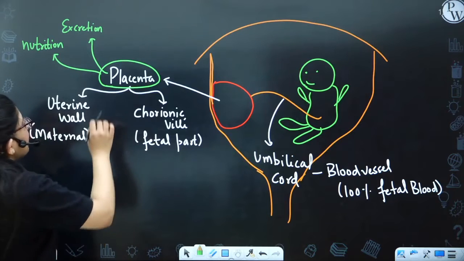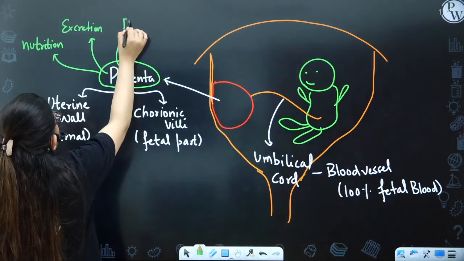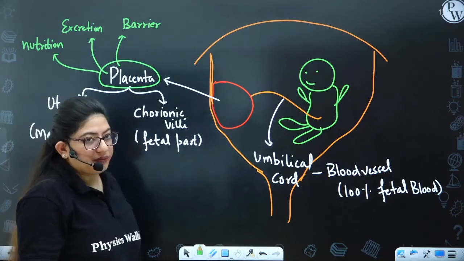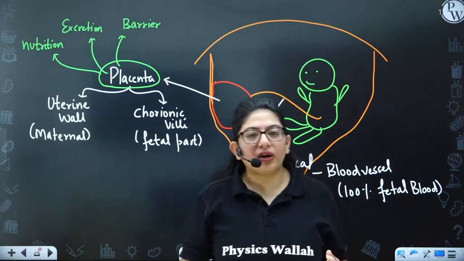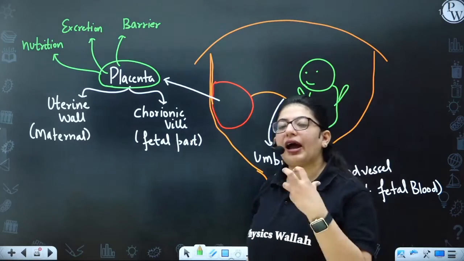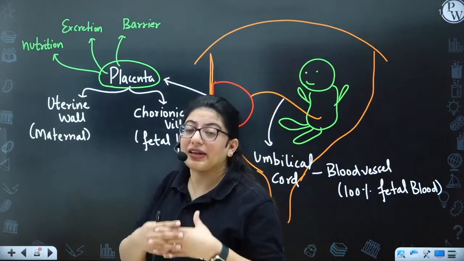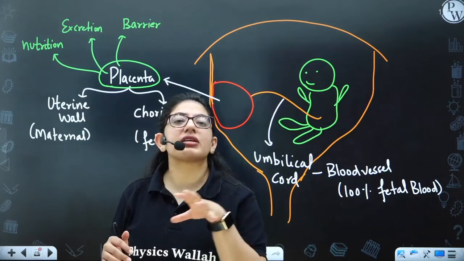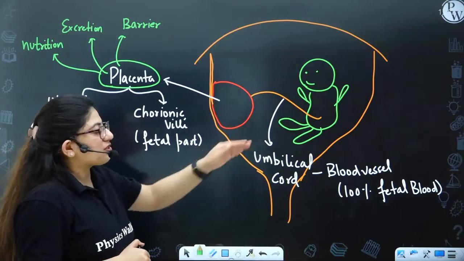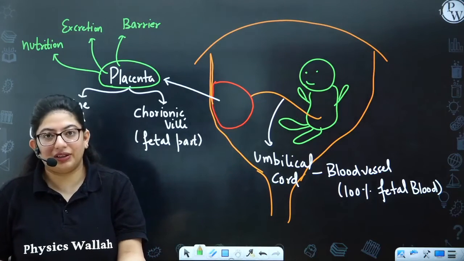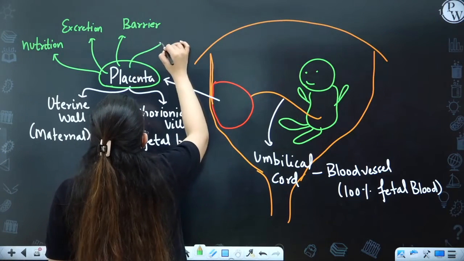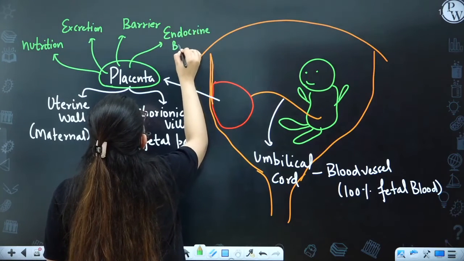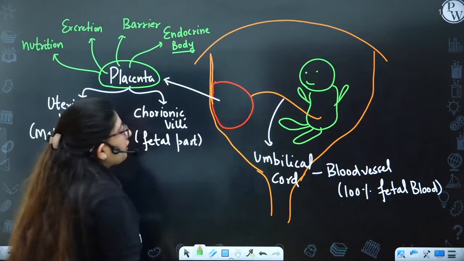Otherwise, it is also acting as a barrier. Barrier against what? First of all, we don't want fetus blood and mother's blood to get mixed. So it is acting as a barrier here. Also, we do not want a lot of viruses and microbes to enter into the fetus. So again, it is acting as a barrier here. And one important thing, it acts as an endocrine body. That means it will secrete a lot of hormones.